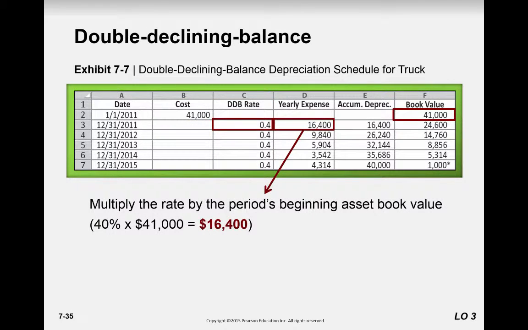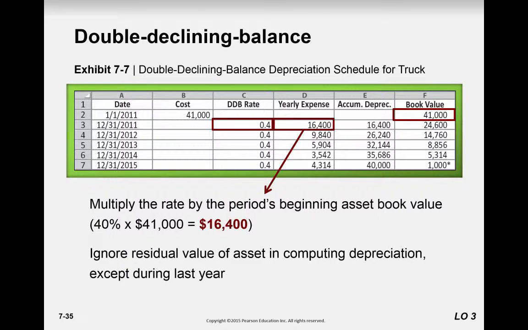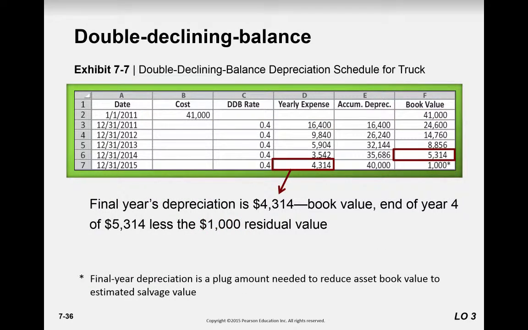And then here we're multiplying the rate by the period's beginning asset book value. So we're taking our 41,000 and multiplying it by 40% to get 16,400. You do that for each period, and I highly recommend you do that in this case using Excel. In your final year, you're getting only 4,314, because at the end of year 4 your book value is 5,314, as you see here, but you can't depreciate it below 1,000. So that's where, in the final years, you need to make sure you didn't over depreciate the asset. This column here in Excel really truly helps you in that regard.